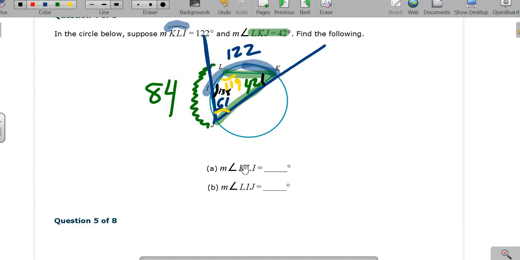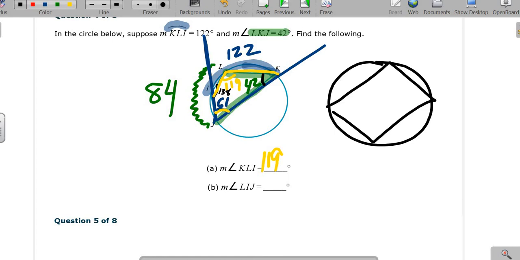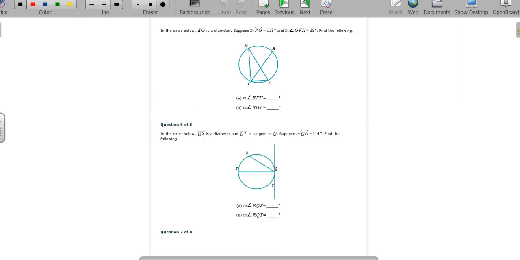Therefore, KLI says right there, KLI, that's going to be your 119 because opposite angles in an inscribed quad add up to 180. Opposite angles in an inscribed quad add up to 180. LIJ, that's the 138. So 119, 138.